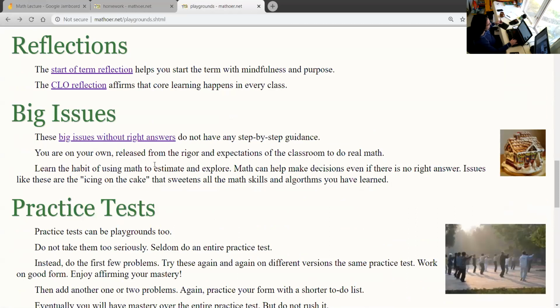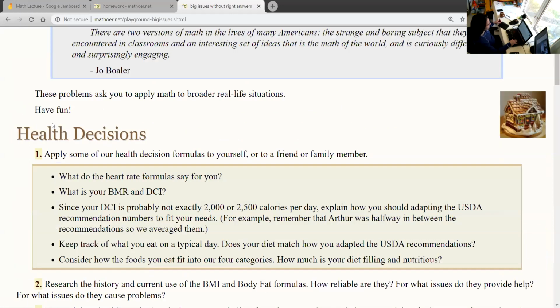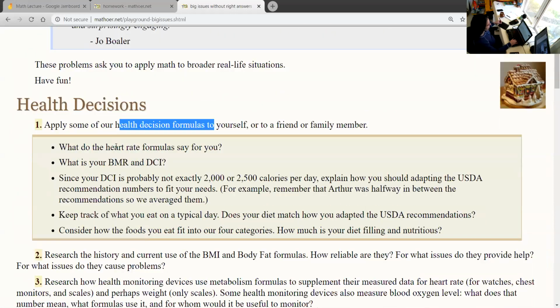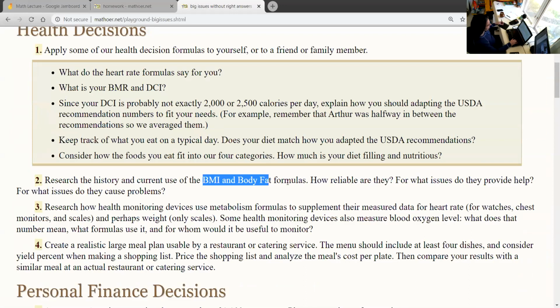The thing you care about a lot in Math 20 are the big issues. So here we have all sorts of questions with no right answer. So use some of the health decision formulas for yourself, or do some research about the BMI and body fat formulas. I told you that they're a bit suspect for being used with individual people, so find out more about that.